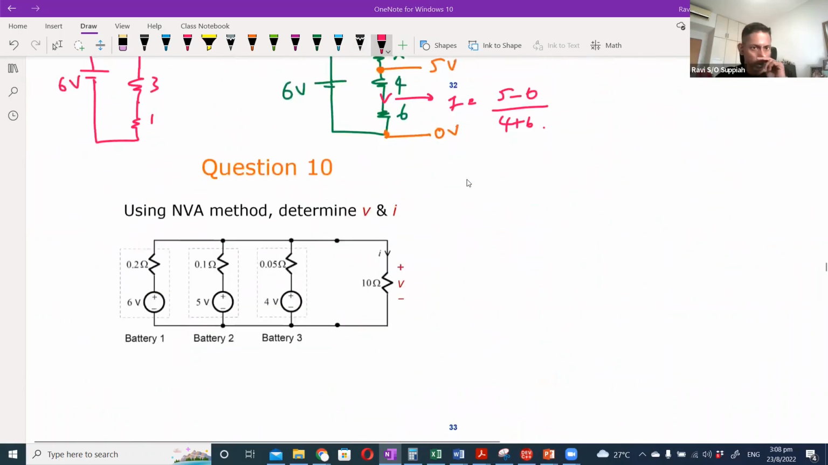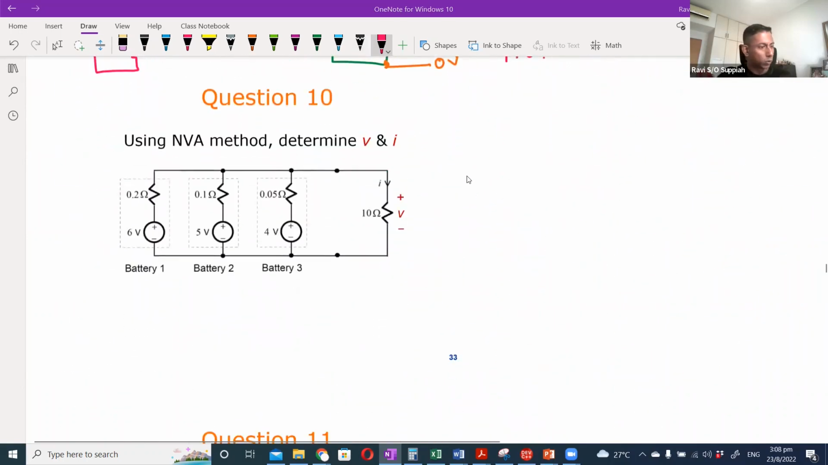Okay, so let's continue. Question 10, node voltage analysis. In node voltage analysis, like what we have seen in the nodes as well, you're free to define any number of nodes, and wherever you like. But the key thing is always to try to minimize the number of nodes so that you can solve it with fewer equations.